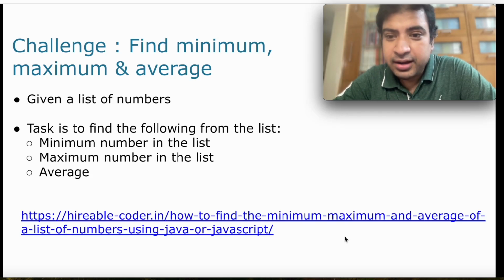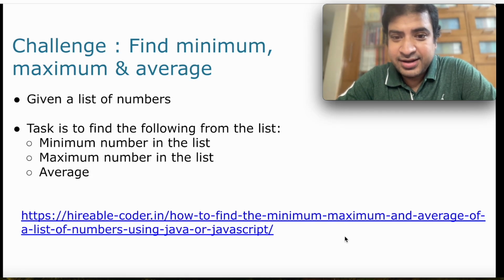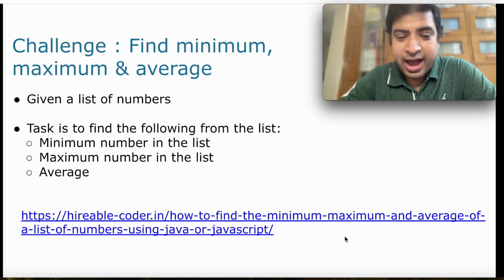Welcome to my YouTube channel of Hireable Coder, and in this video we are going to discuss the solution of a challenge wherein we will find the minimum, the maximum and the average from a list of numbers. So I think that sounds really easy. So let's go ahead and try to find out the solution. Let's look at the solution. How can we do it?